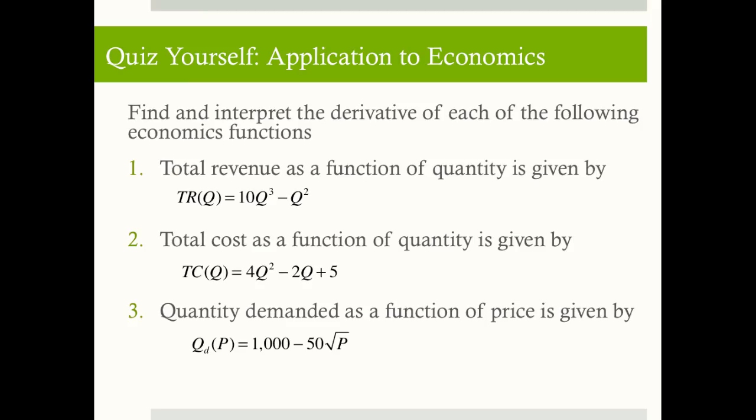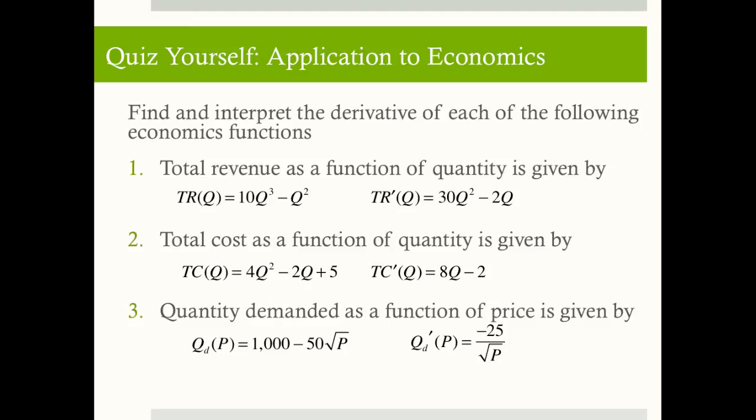Now let's find and interpret the derivative of each of the following economics functions: total revenue, total cost, and quantity demanded. Pause the video and try this yourself. If total revenue is 10q to the third minus q squared, then the derivative of total revenue with respect to quantity is 30q squared minus 2q. If total cost is 4q squared minus 2q plus 5, the derivative of total cost with respect to q is equal to 8q minus 2.